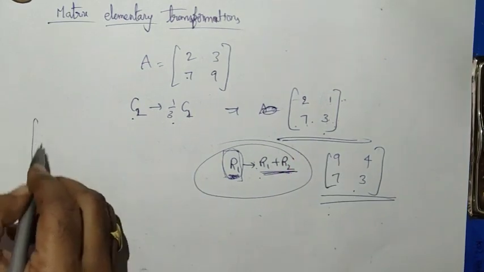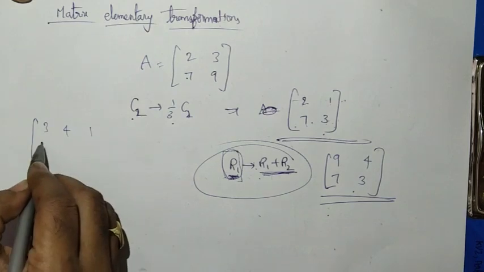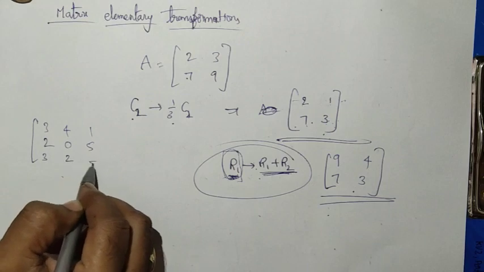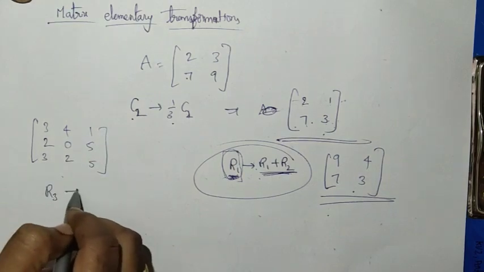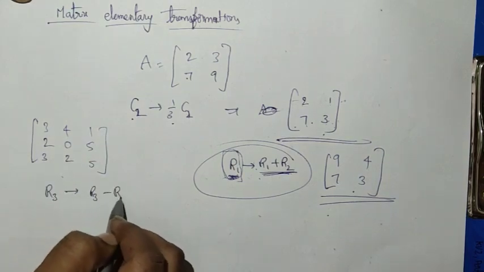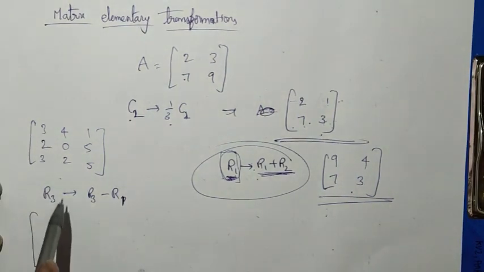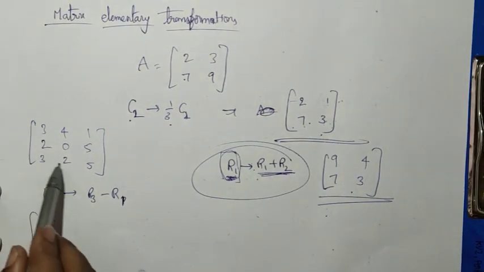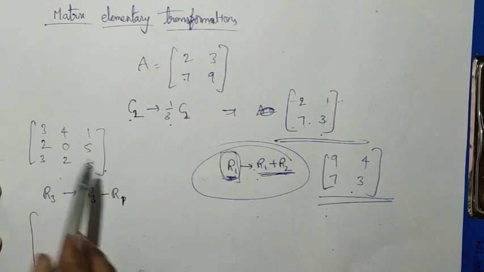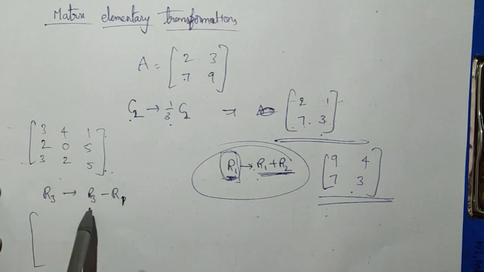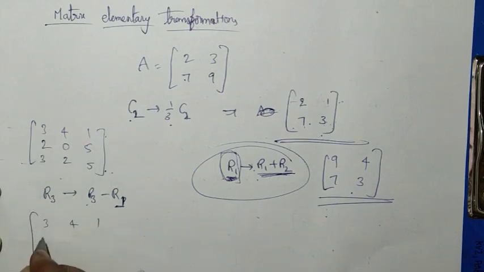However, any matrix you take, 3 4 1 2 0 5 3 2 5, I wanted to write row 3 is equal to row 3 minus row 1. Row 3 minus row 1. What I have to do is subtract all row 1 elements from row 3. All row 1 elements from row 3 I have to subtract. What are the row 1 elements? 3 4 1.